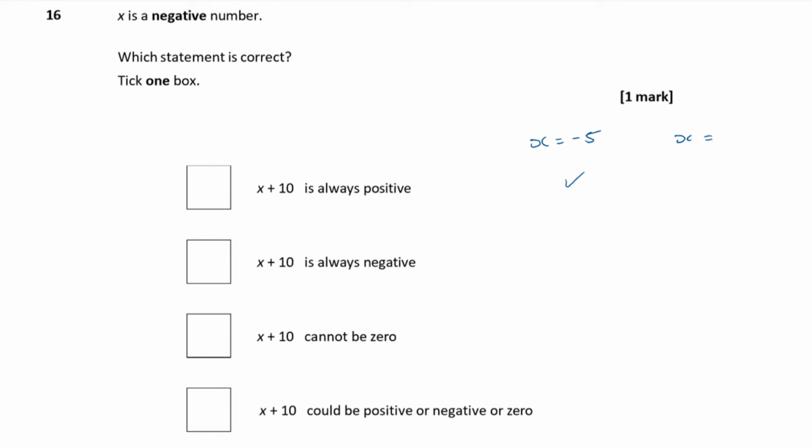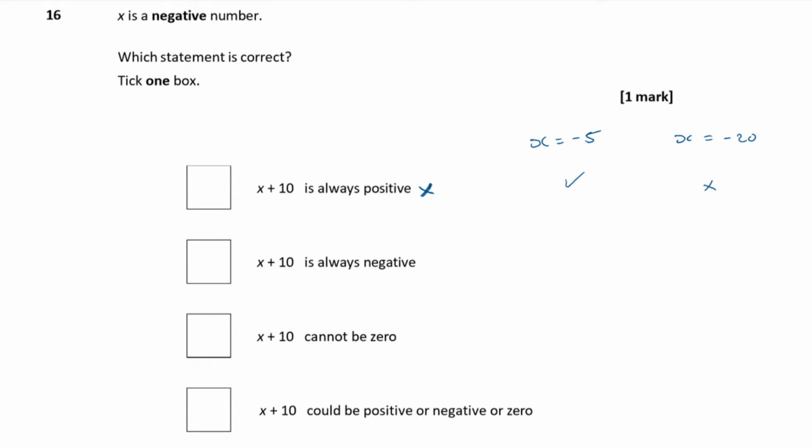But if x was, I don't know, minus 20 and I added 10 to it, then I'm only going to get as far as minus 10. So that is not true. So this statement here is sometimes true, but not always. So I'm not going to tick that one.